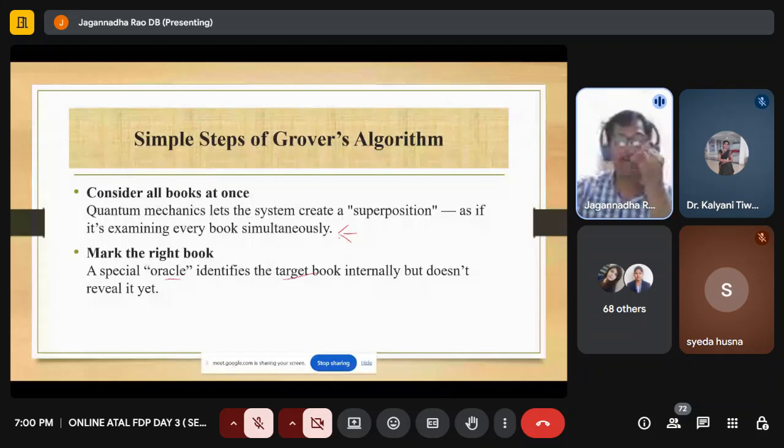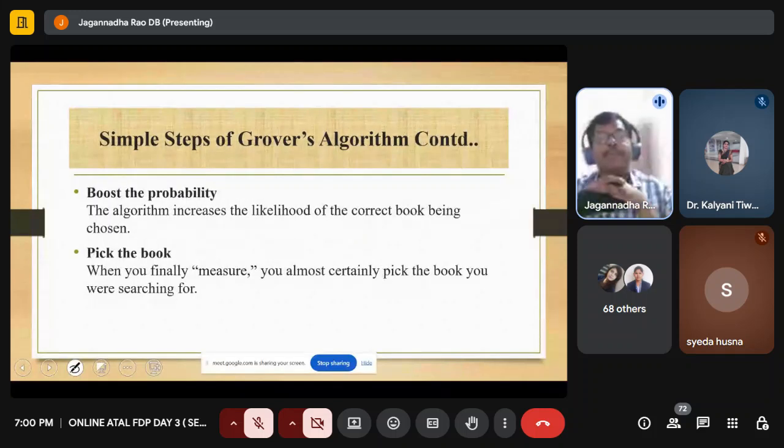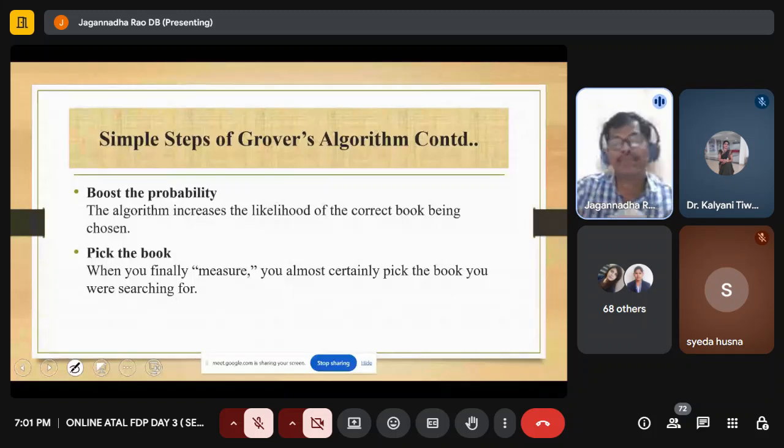The next step is to boost the probability. The algorithm increases the likelihood of the correct book being chosen. When you finally measure, you almost certainly pick the book you were searching for. So easily we can get it. In Grover's algorithm, you get a quadratic speed-up. As I already told you, if you have n, it becomes root n.